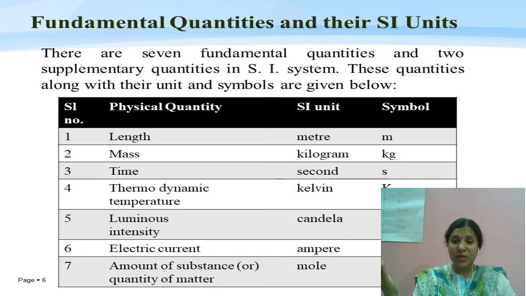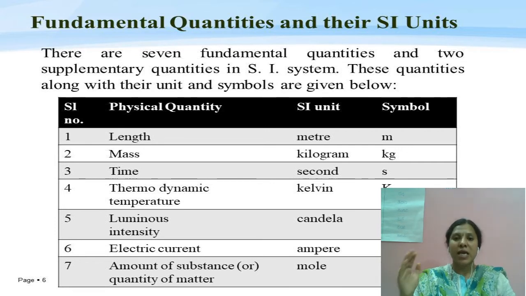Length is expressed in terms of what? The length is expressed in terms of meter. The symbol is small letter m. Mass is expressed in terms of kilogram, and its symbol is kg, small k, small g. Time is expressed in terms of seconds, with symbol small letter s.